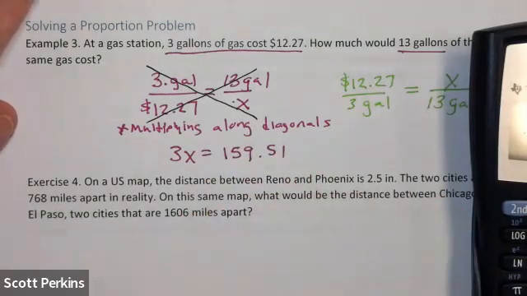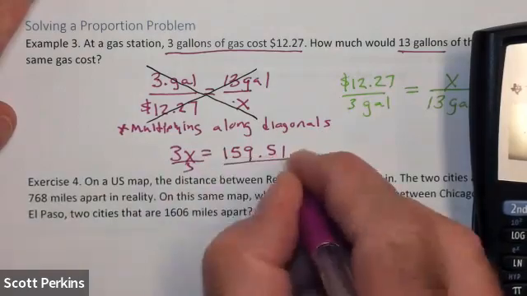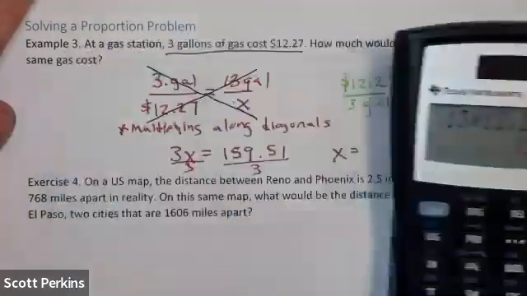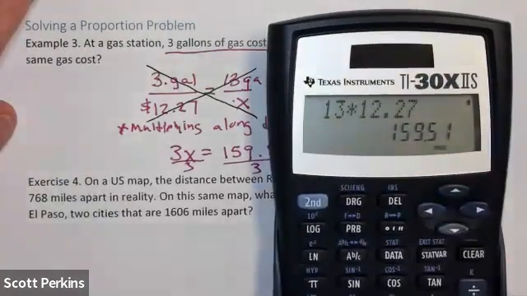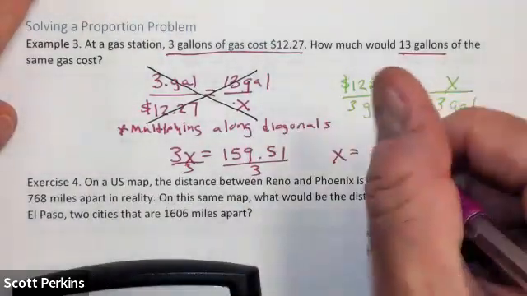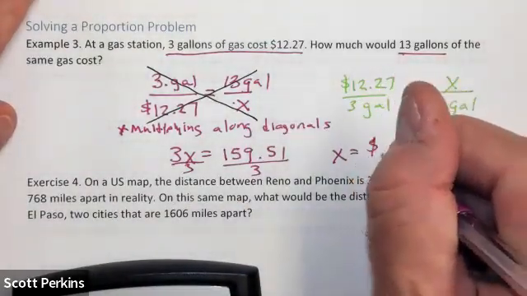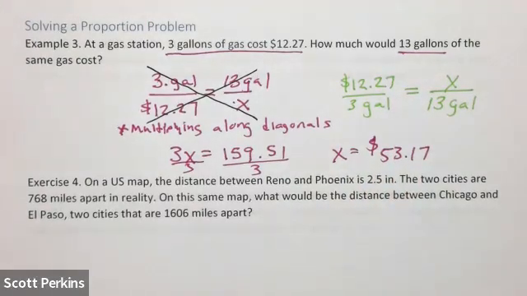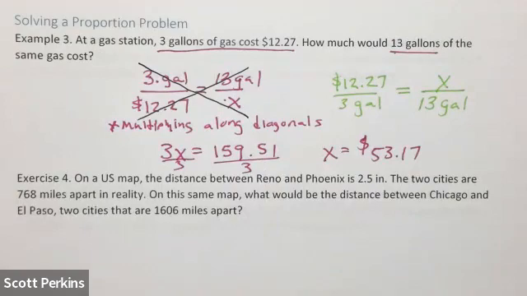And now I'm going to divide by 3 on both sides, and I get that the amount for 13 gallons of this gas is $53.17. And that's solving a proportion.